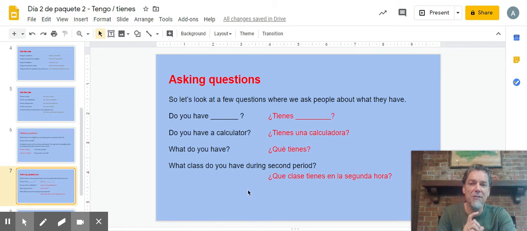All right. Let's look at different kinds of questions. So do you have, tienes. Do you have a calculator? Tienes una calculadora? Do you have a pen? Tienes un bolígrafo? Do you have a sheet of paper? Tienes una hoja de papel? Okay, those are yes and no questions.